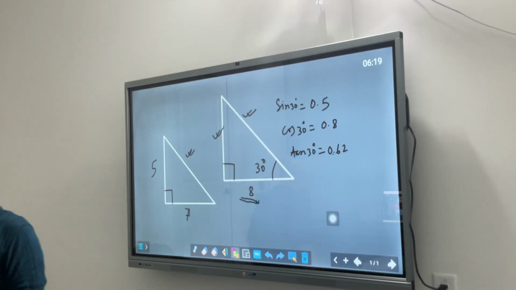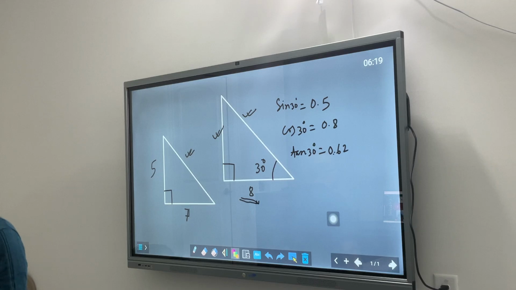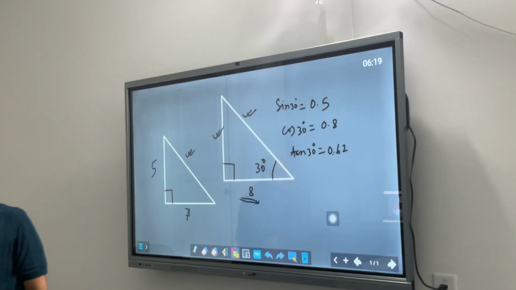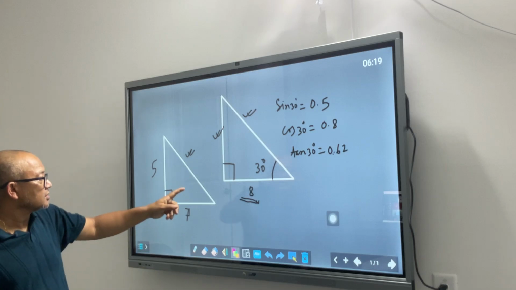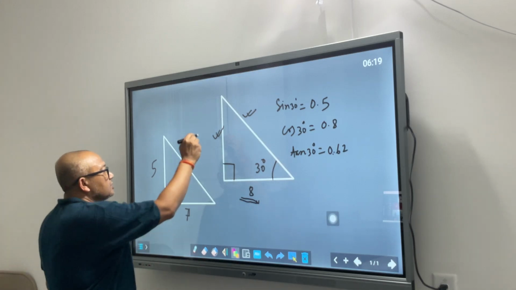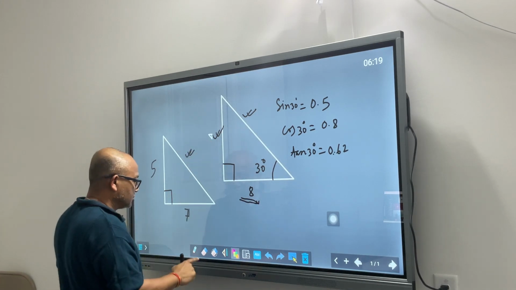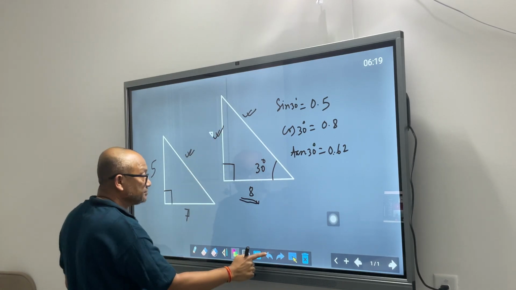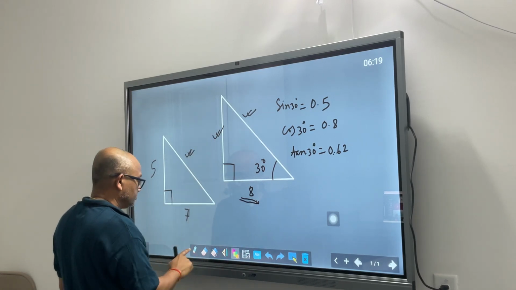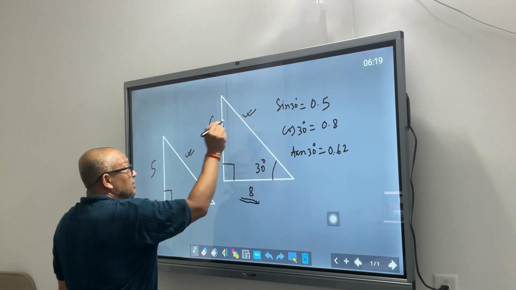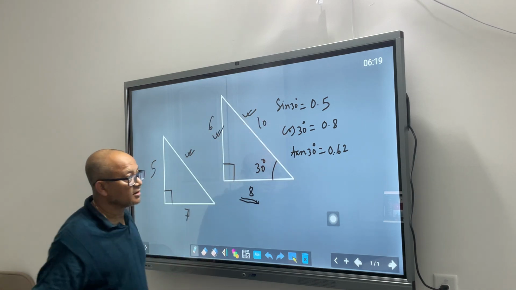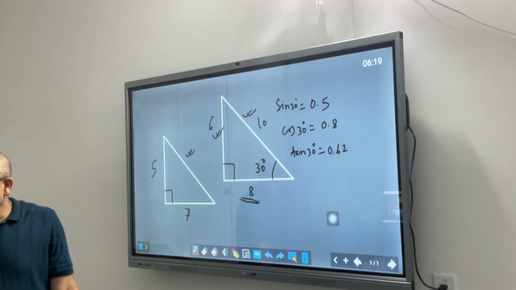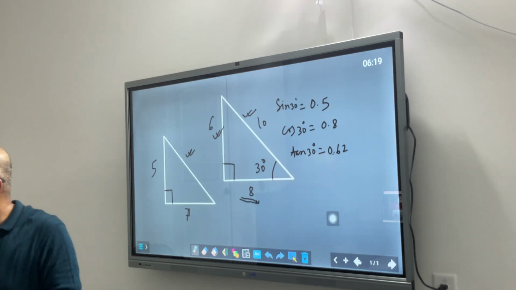Yes, Adli, what did you get? So for side A, I got 6. For side B, I got 8. And for side C, I got 10. So you got this as 6 and you got this as 10. Yeah. So now finding the area would not be a big deal. Yeah?